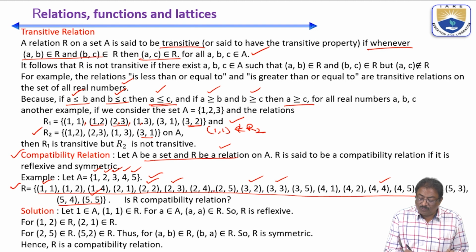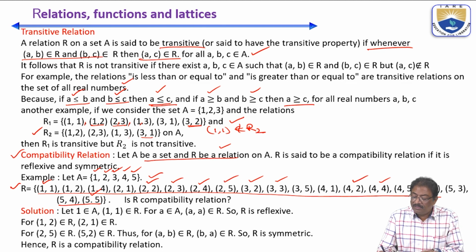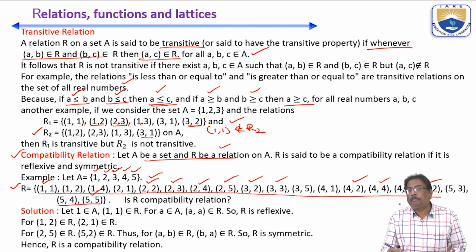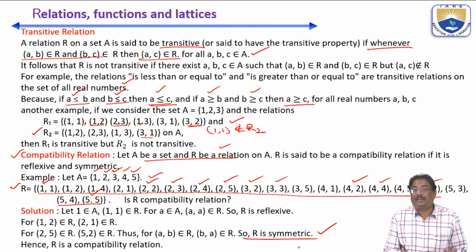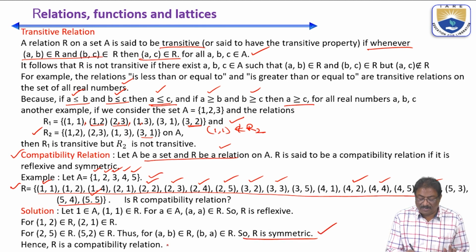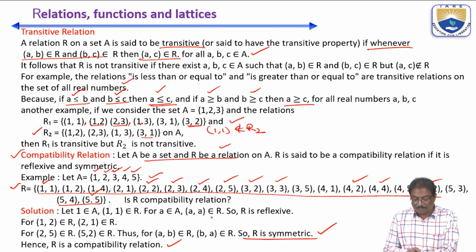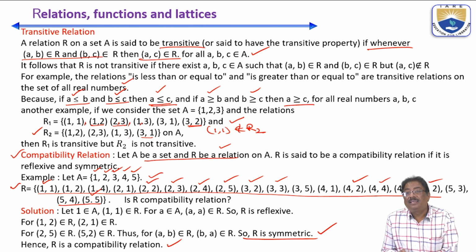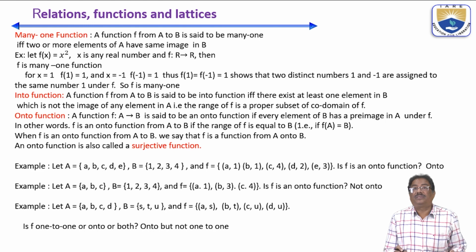And next, the symmetric. For every A related to B, 2, 3 will be there, then 3, 2 will be there. 2, 4 will be there, then 4, 2 will be there. 2, 5 will be there, then 5, 2 will be there. So for every A related to B, there is a B related to A. So it is symmetric. Hence the relation is satisfying both the reflexive as well as the symmetric properties, so we can say that the relation is a compatible relation.